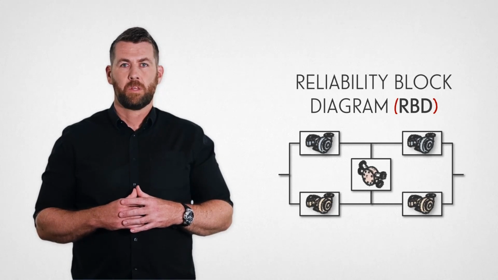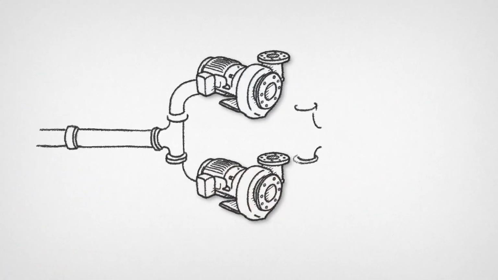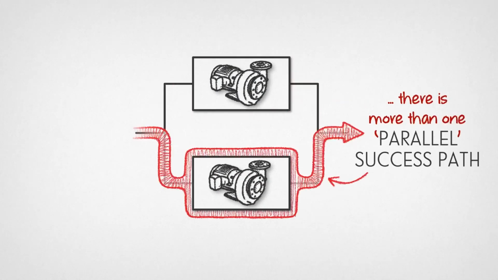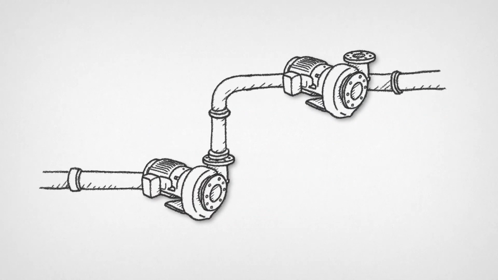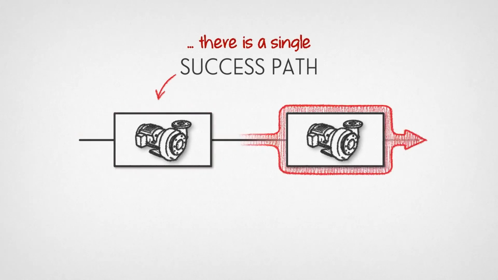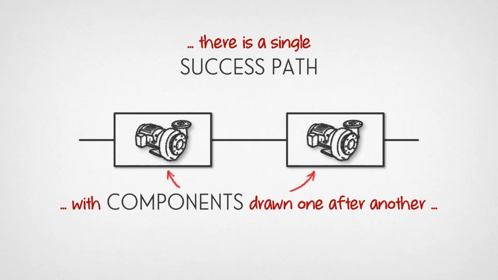That's especially true for parallel pump systems, where the block diagram looks very similar to the physical pipeline layout with parallel success paths. For series systems, the reliability block diagram also looks like the physical layout of a pipeline, where we have a single success path with component blocks drawn one after another, or in series.